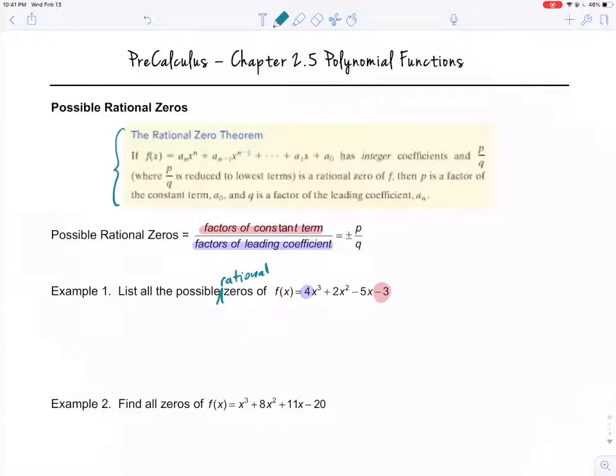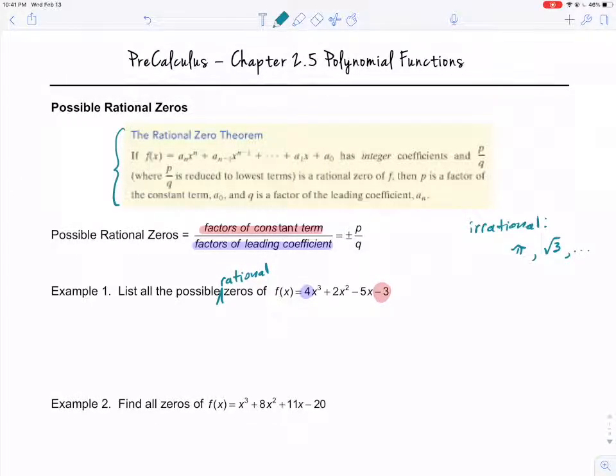For those of you who have forgotten, a rational number is a number that can be written as a fraction, and an irrational number is something that can't be written as a fraction. For instance, an irrational would be something like pi or square root 3, etc. All right, a rational number, 1/2, 5/3, whatever.